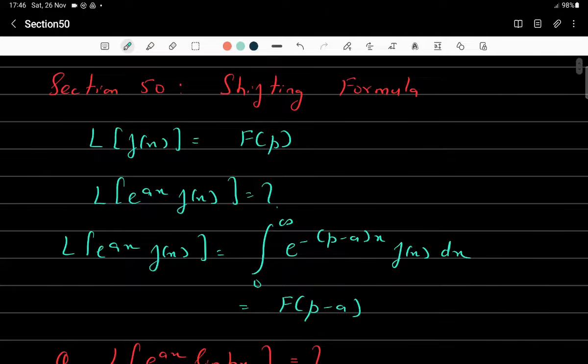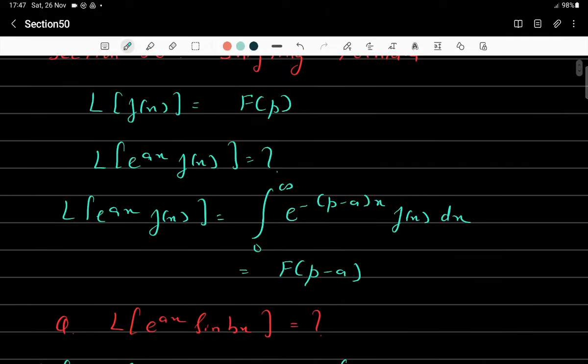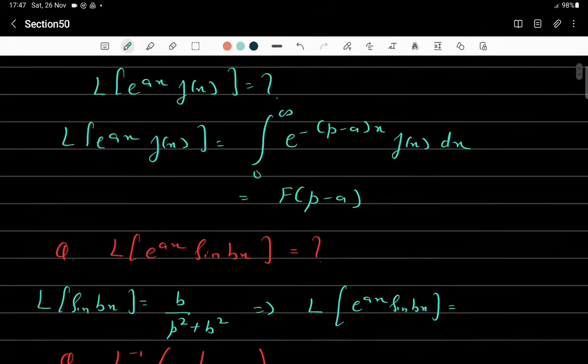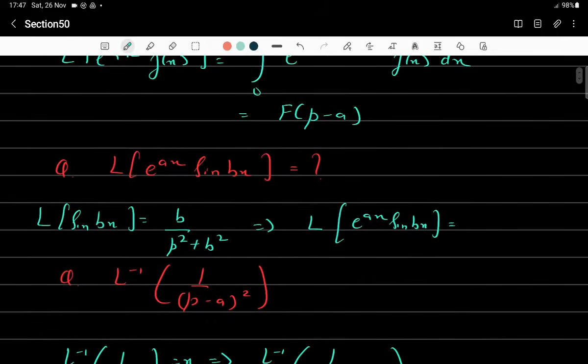So if I have to use the shifting formula, for example, let's say I have to compute L of e raised to the power ax sin bx. Now recall, what is Laplace of sin bx? It is b by b square plus p square. Now replace p by p minus a, because I am computing Laplace of e raised to the power ax sin bx. So Laplace of e raised to the power ax sin bx can be written as b by (p minus a) whole square plus b square.